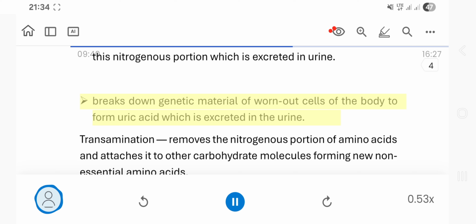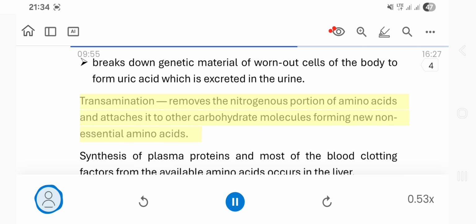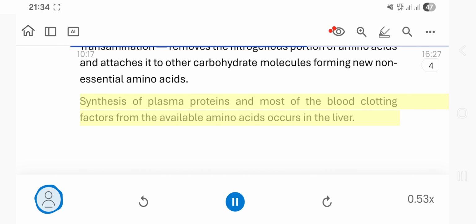Breaks down genetic material of worn-out cells of the body to form uric acid which is excreted in the urine. Transamination removes the nitrogenous portion of amino acids and attaches it to other carbohydrate molecules forming new non-essential amino acids. Synthesis of plasma proteins and most of the blood clotting factors from the available amino acids occurs in the liver.